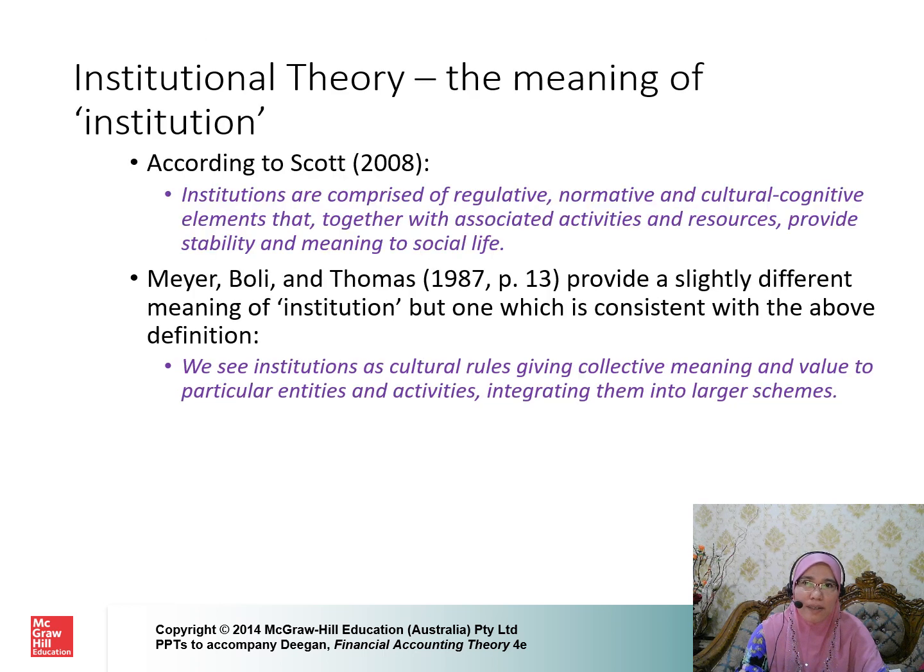So we have here the institutional theory. The institution here means regulative, normative and cultural cognitive elements that together with associated activities and resources provide stability and meaning to social life. This is the definition of an institution. So I think you know what is an institution. An organization is actually an institution, because institutions are comprised of regulative, normative and cultural cognitive elements. You will see management, you will see the employees and so on, and they have rules that everybody in that institution needs to follow.